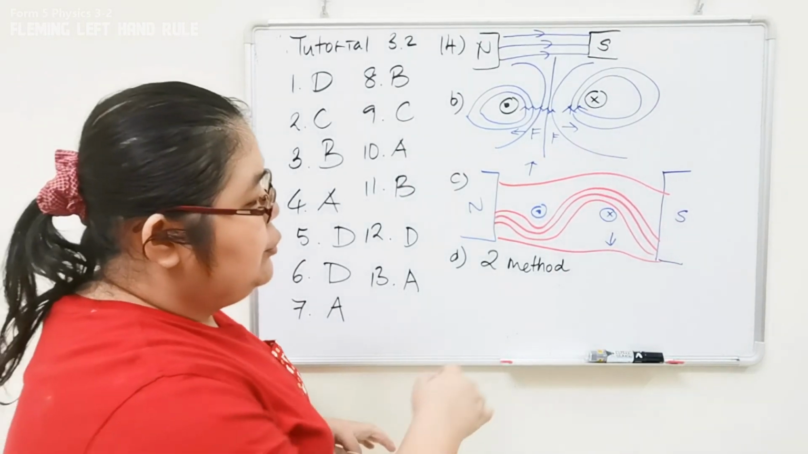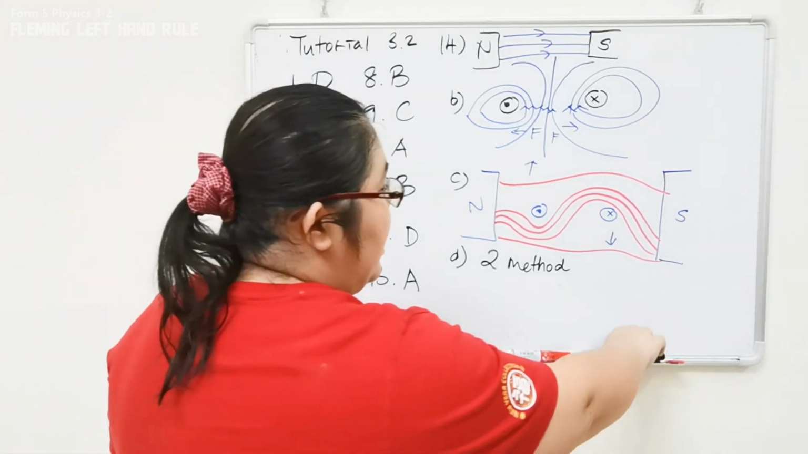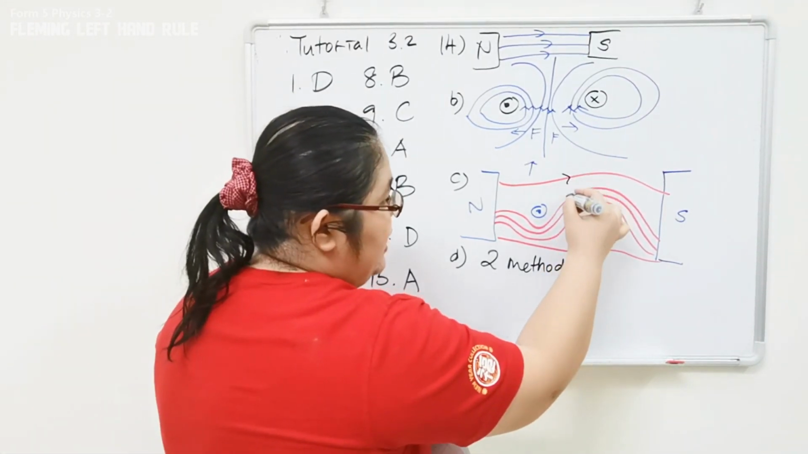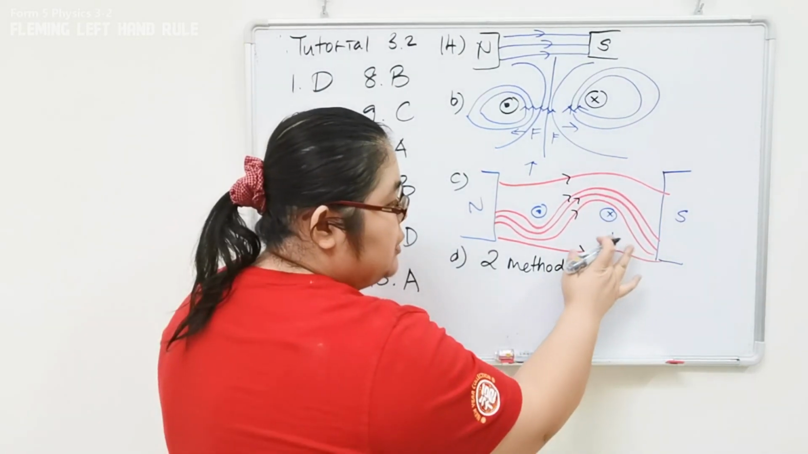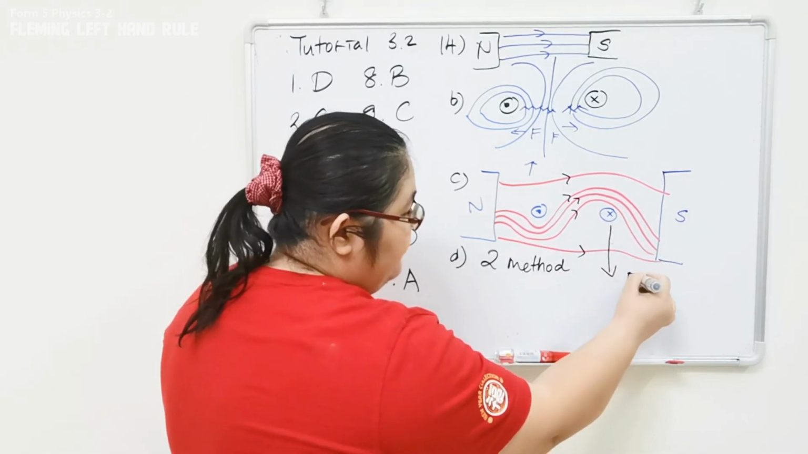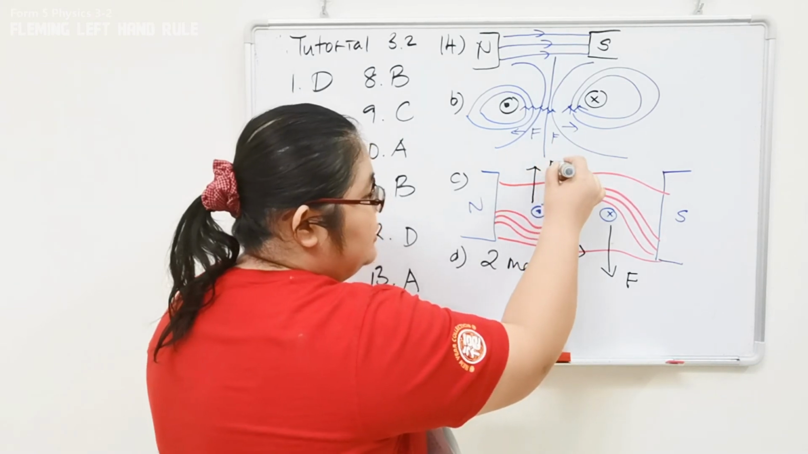Now we need to draw the forces and also the direction. The direction must go from north to south, so we just label the arrow. Last one is the force. You draw the bigger arrow going down, then label this one F. Another one is a force going up, then label this one F.